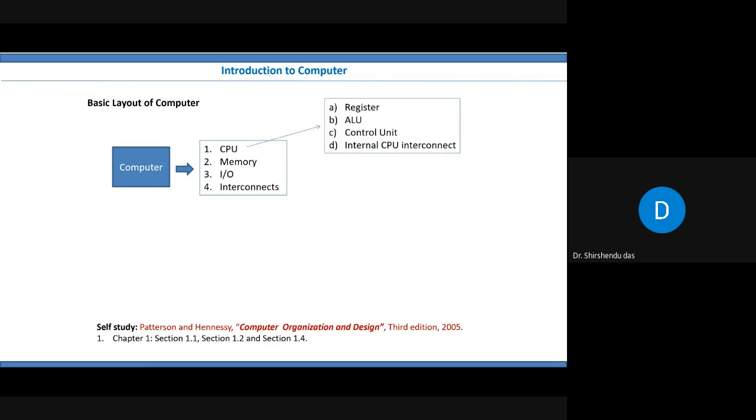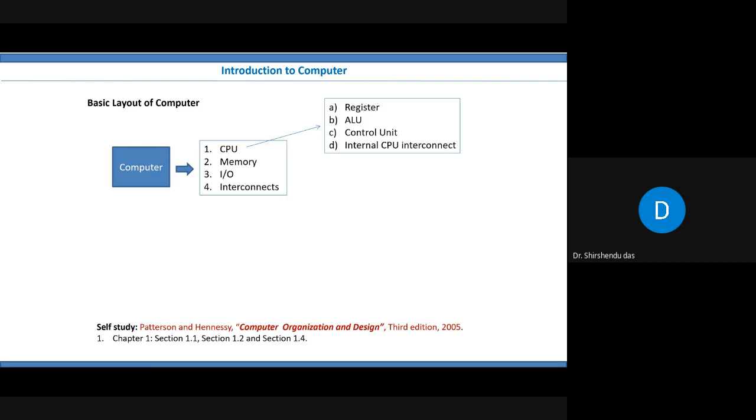Okay. Now if we go more inside the CPU, then the CPU has registers, arithmetic logic unit, control unit, and some internal CPU interconnects. Registers are very fast memory that I've mentioned. I think that a register is above the cache memory. In every CPU there are registers, but a limited number of registers.